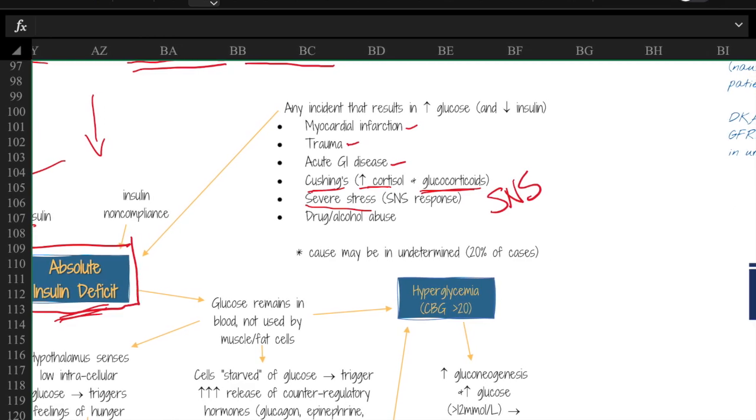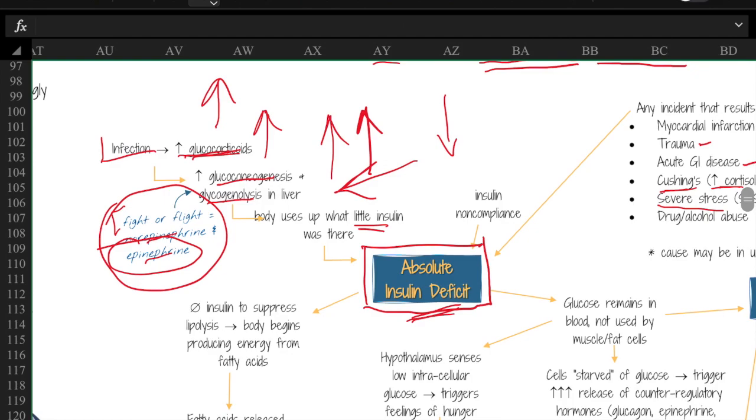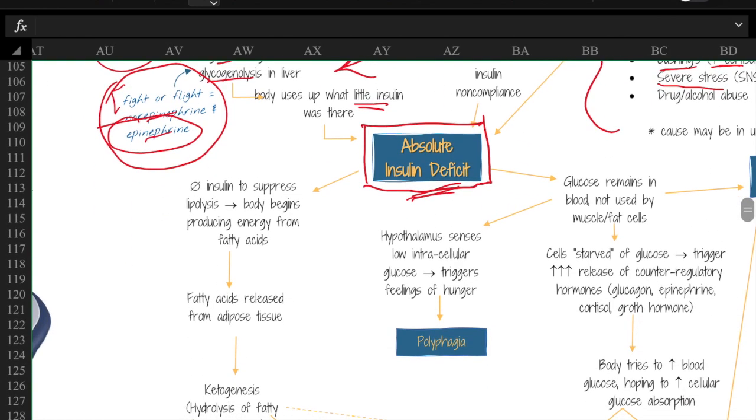A lot of the times, that moment where suddenly the body's demand for insulin has increased, the reason for it goes undetermined. We don't know what has caused it, but in the majority of cases, or on an exam, if you're stuck for an answer, go with any kind of trauma, including an infection. Okay, so let's talk about the process. Let's talk about what happens in the body when you have an absolute insulin deficiency.